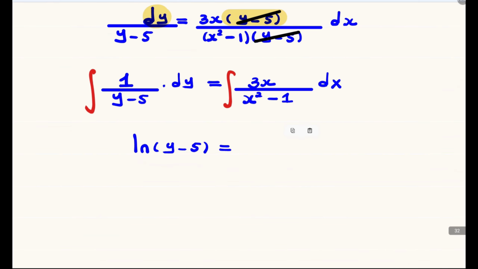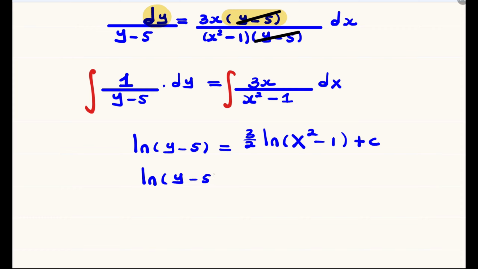So we have this as our general solution. So let's rewrite it. We have the ln of y minus 5 equals 3 divided by 2 multiplied by the ln of x squared minus 1 plus our constant c. And this will be our answer for question 6.1.